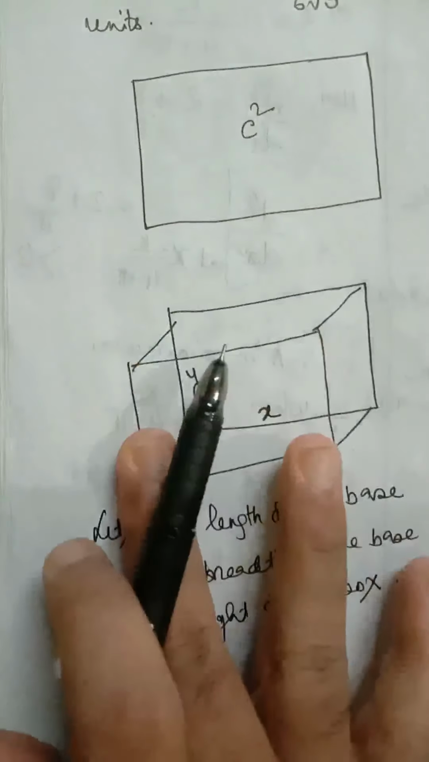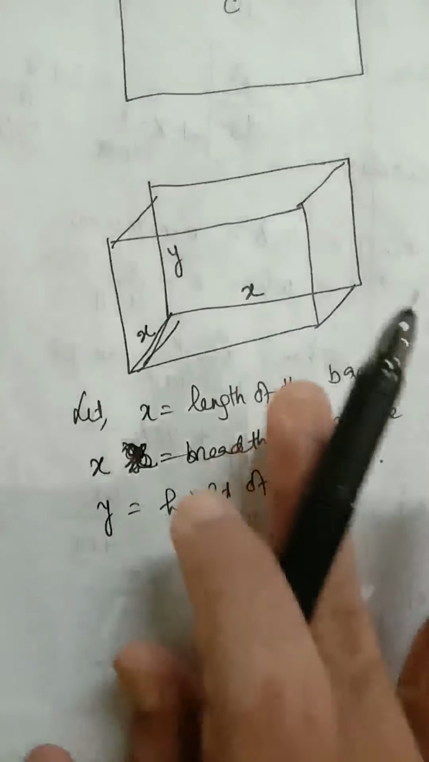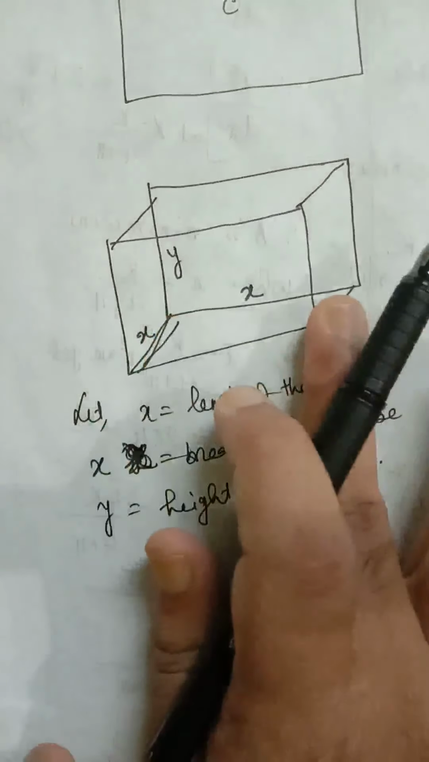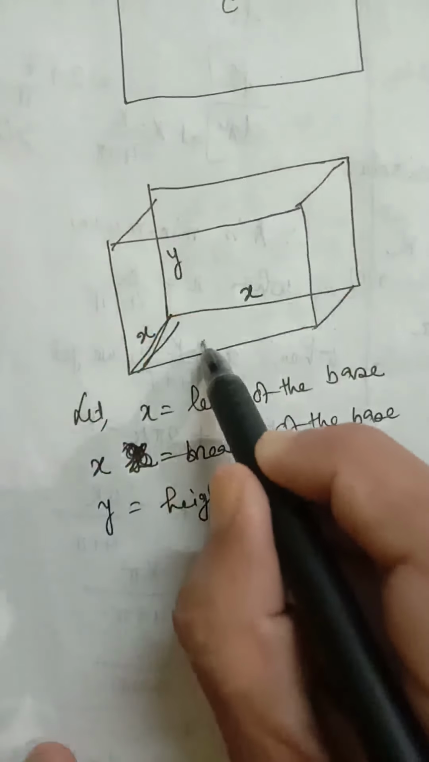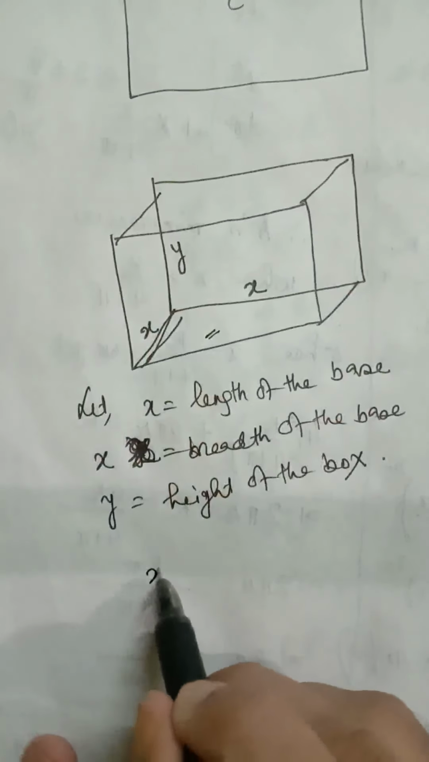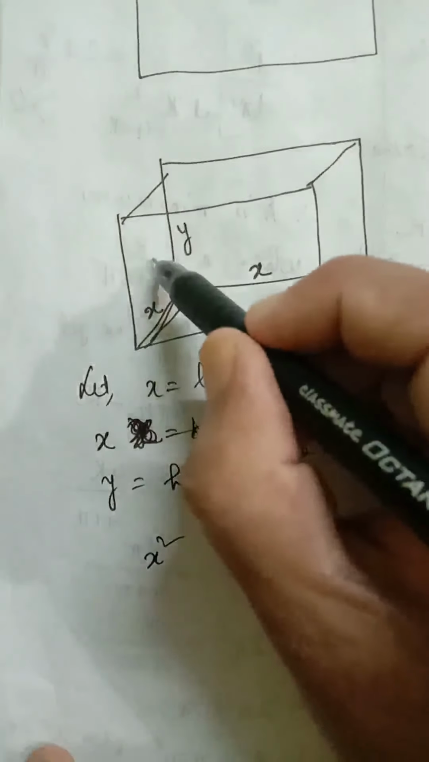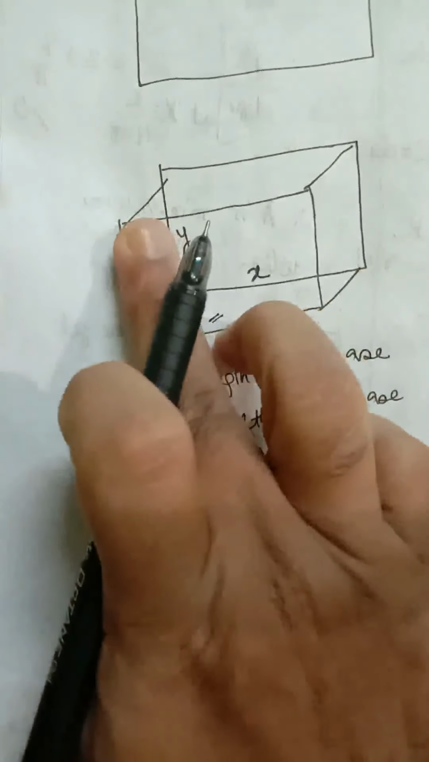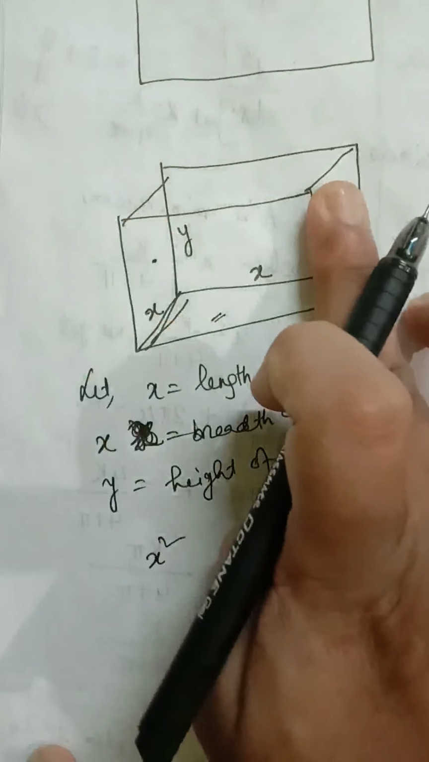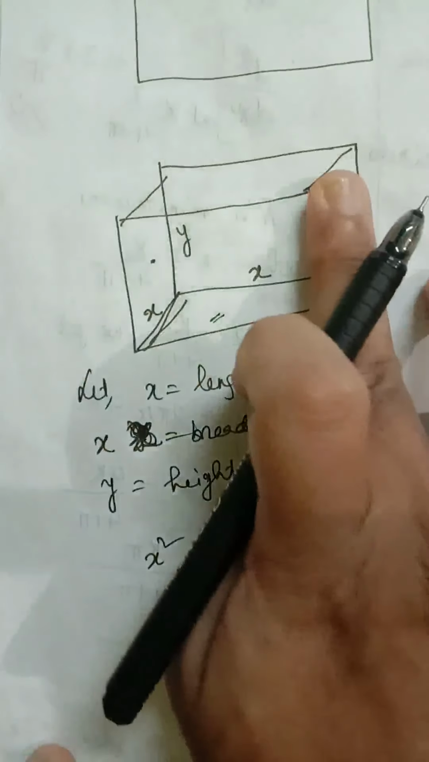Now how much wood is required to construct this box? Let us find the surface area of the box. Area of this part is x square, because it is a square base. Area of this part is xy. Area of this part is xy. So xy plus xy, 2xy.